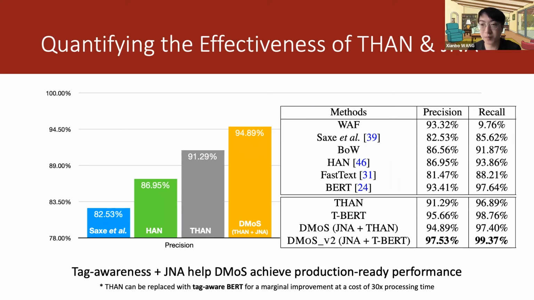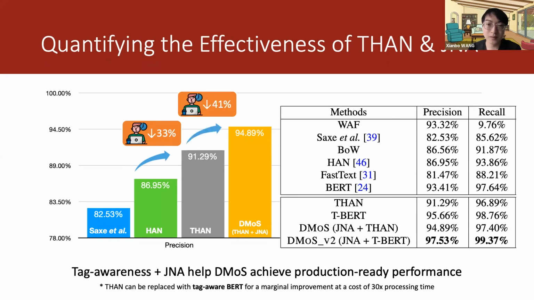Our system outperforms existing solutions, boosting the precision from a level of 80% to over 90%. Note that some commercial web application firewalls have relatively high precision, but also missed the majority of defaced pages. During the ablation study, we find that by enabling tag awareness, we can reduce the false alarms and thus relieve human efforts by 30%. The jargon normalization module alone can further reduce human efforts by over 40%. Together, DEMOS can indeed achieve production-ready performance.